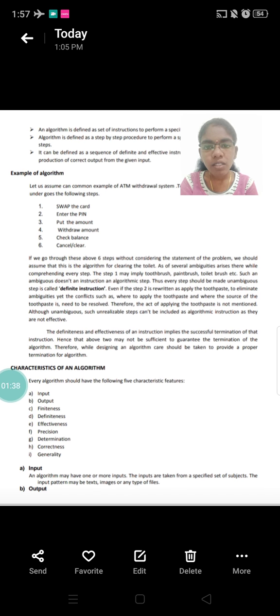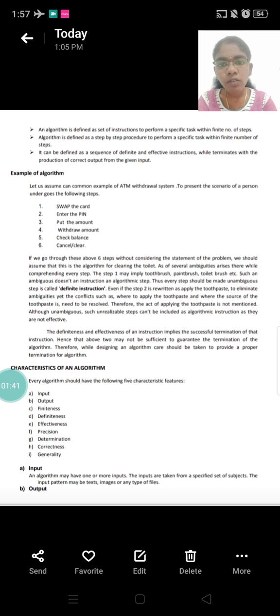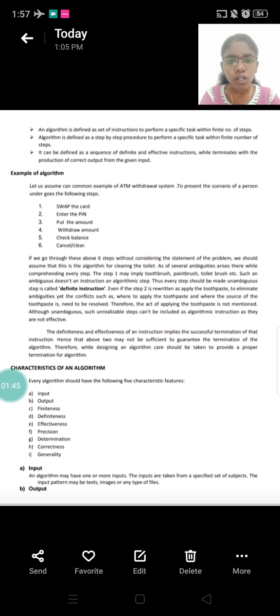An algorithm is defined as a set of instructions to perform a specific task within a finite number of steps. An algorithm is defined as a step-by-step procedure to perform a specific task within a finite number of steps. It can be defined as a sequence of definite and effective instructions, terminating with the production of correct output from the given input. Examples of algorithm.